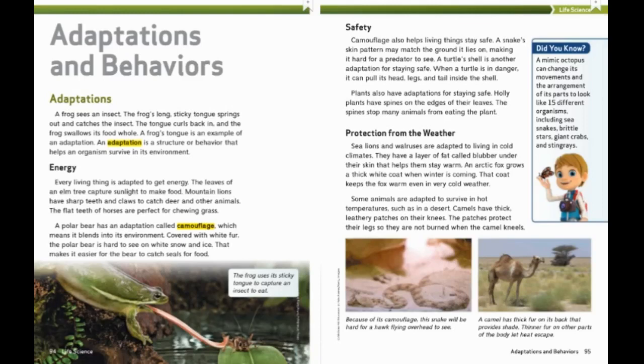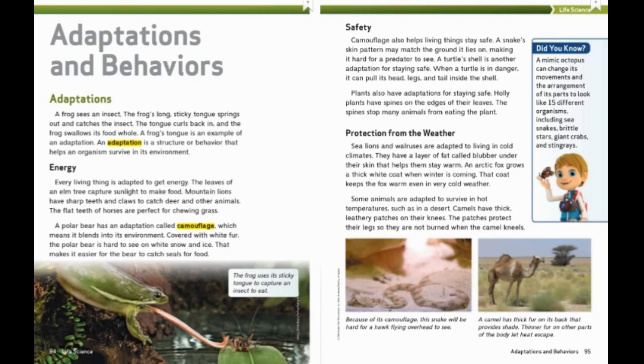Some animals are adapted to survive in hot temperatures, such as in a desert. Camels have thick, leathery patches on their knees. The patches protect their legs so they are not burned when the camel kneels.